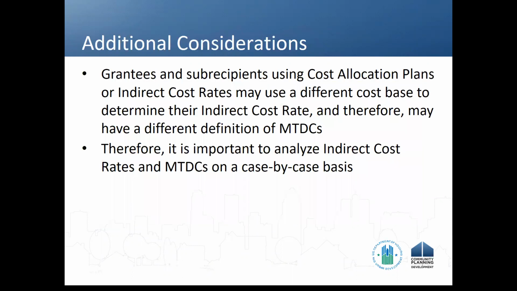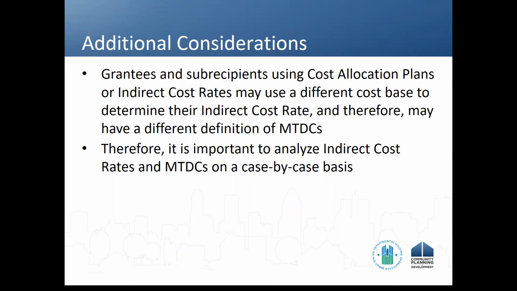Next slide. So additional considerations, just please note, although this definition that we just reviewed of MTDCs must be used for grantees and subrecipients utilizing the de minimis rate, grantees using cost allocation plans or indirect cost rate proposals as their indirect cost method may use a different, what's called a cost base to determine their indirect cost rate. And therefore, they may have a different definition of modified total direct costs. This is complicated, but nonetheless, it's important to analyze indirect cost rates and MTDCs on a case-by-case basis.